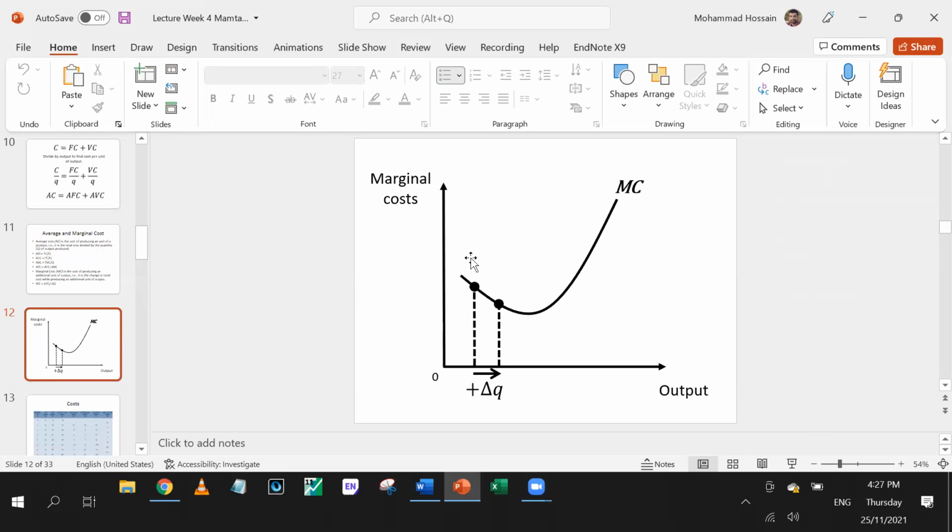This is the way the marginal cost looks. The characteristic of marginal cost is that it will drop very quickly at the beginning, and then it will start to rise again. That is the behavior of marginal cost.